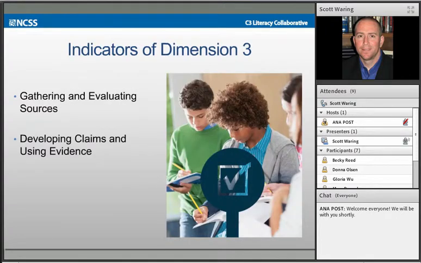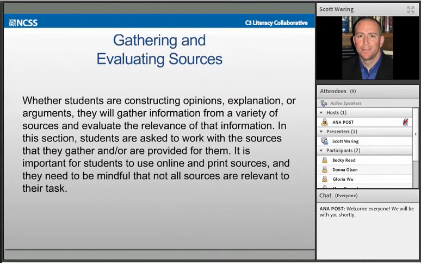So specifically, what are those indicators when we're talking about dimension 3? As I just mentioned in the description of dimension 3, we talked a little bit about evaluating sources first, and then moving towards gathering sources, and then using that in developing claims and using that evidence, and ultimately, as I said, those narratives that students can construct.